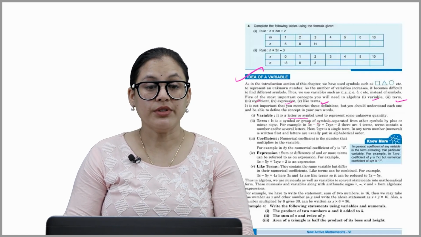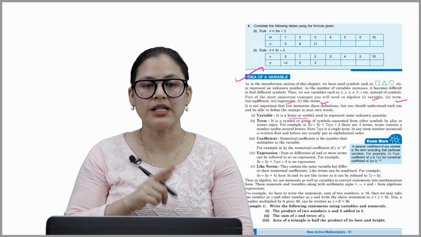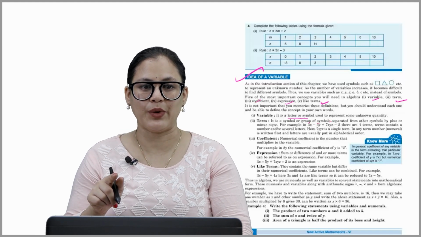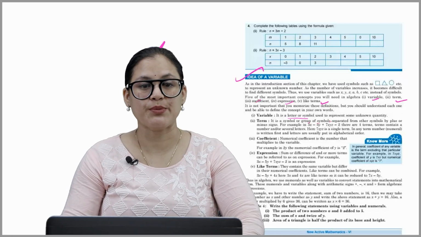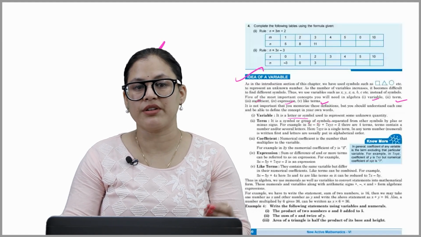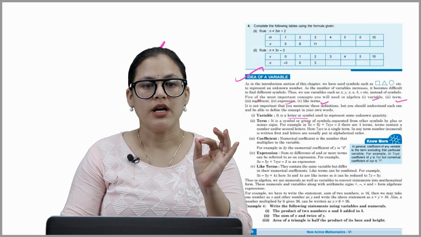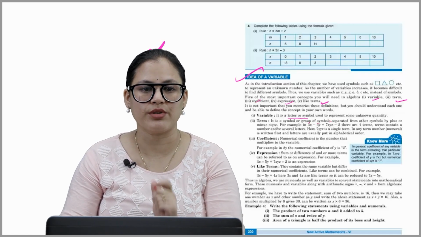Number 3, coefficient. Numerical coefficient is a number that multiplies the variable. For example, in 2y, the numerical coefficient is 2, right? Number 4, expression. Sum or difference of one or more terms can be referred to as an expression. For example, 3x minus 5y plus 7xyz minus 2 is an expression.